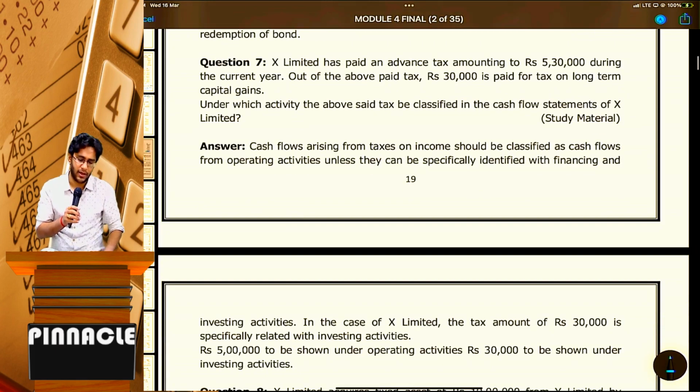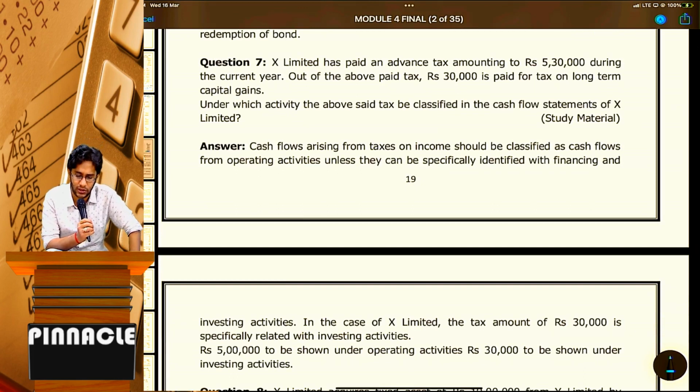Next, question number 7. A company has paid an advance tax amounting to 5,30,000 during the current year. Out of the above tax, 30,000 rupees is paid for tax on long-term capital gains. Under which activity will the above tax be classified in the cash flow? Total I paid 5,30,000. Of that, 30,000 is exclusively related to capital gains. Capital gain means what? You might have sold an asset. Sale of asset is which activity? Investing activity. Therefore, capital gains tax also must be grouped under investing activity. Remaining 5 lakhs will be grouped under operating activity.